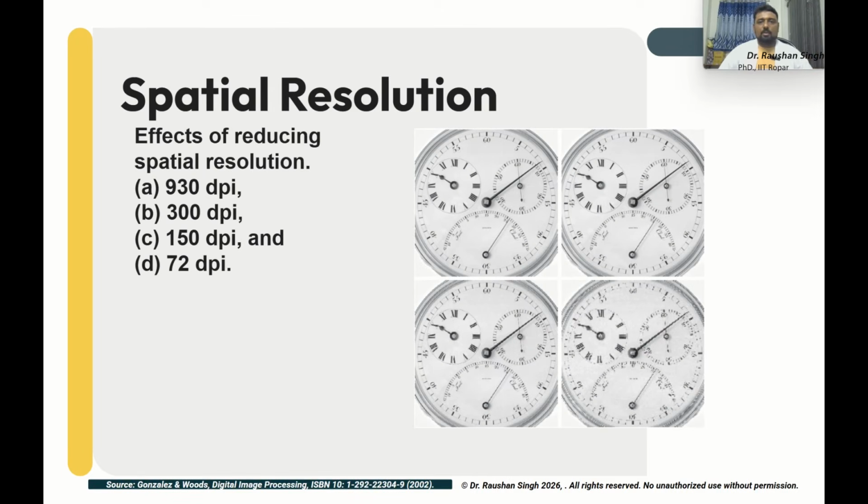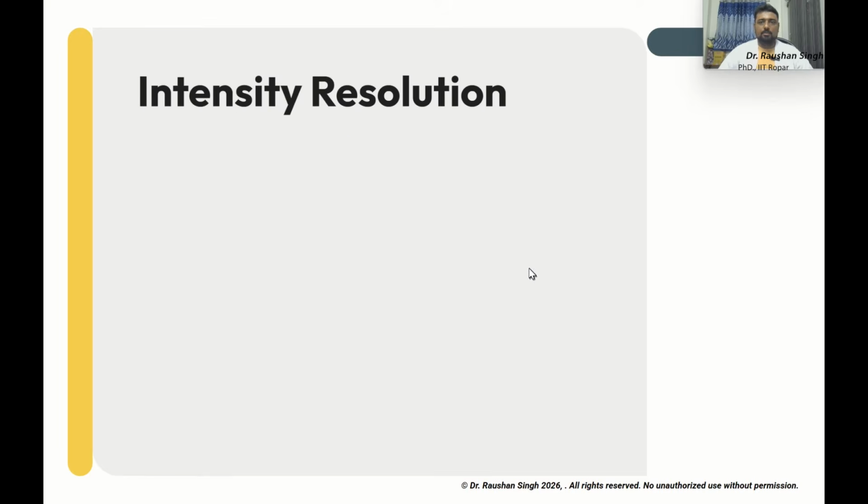You can see one example that I have taken from the Gonzalez and Woods book. The first one is 930 dpi, 930 dots per inch. Here we have 300 dots per inch, 150 and 72 dots per inch. So fewer dots, fewer pixels per inch will give you lesser quality. Higher pixels per inch will give you higher quality. That is the main logic. You can see the visible quality is decreasing.